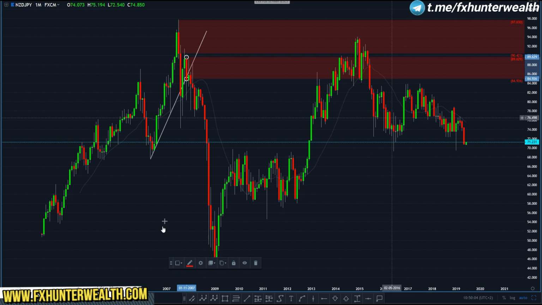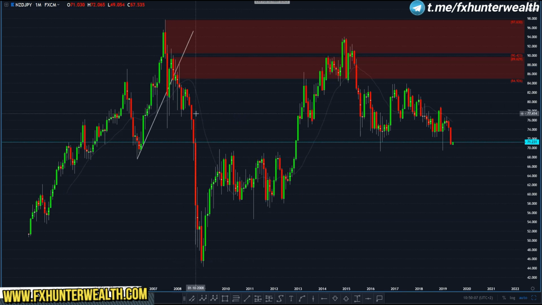And I will leave it just like this for now. And then what do we have here? We have these impulses, and here was the level which was absorbed by this one. So here was another supply zone, and like this. Then we've been dropping down.